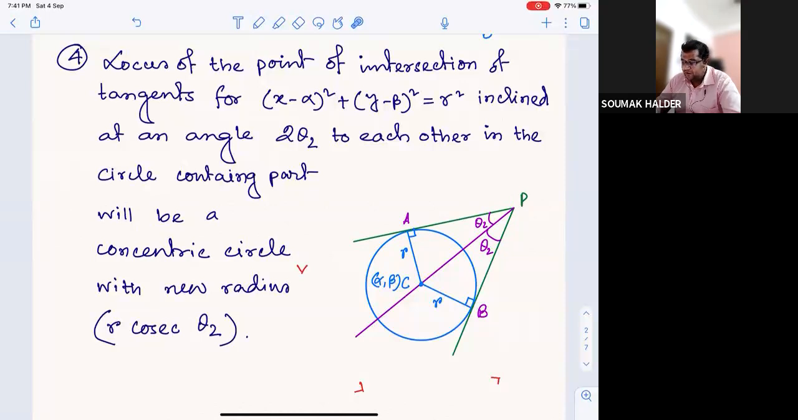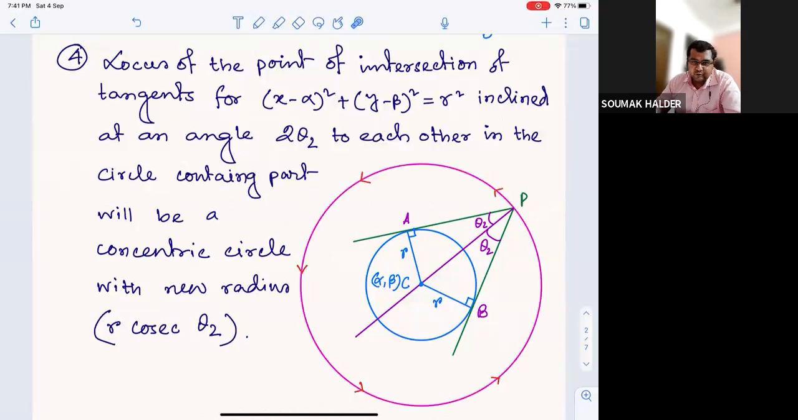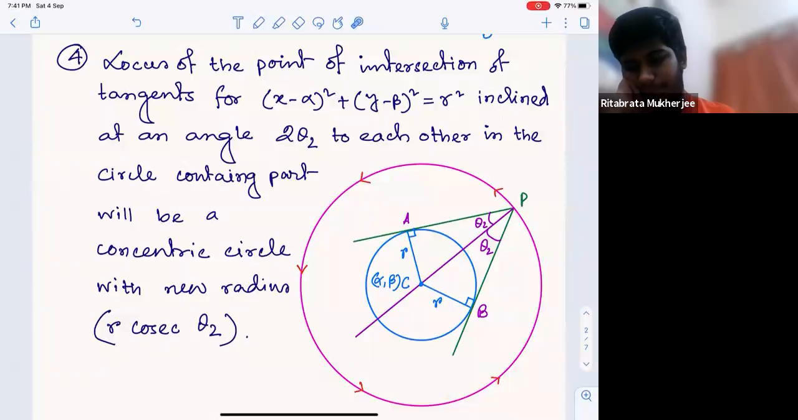And as soon as you identify that P is maintaining a constant distance from the center of the existing circle, you can conclude the locus to be a concentric circle with new radius r cosec theta 2. Is that okay with everyone? Yes, sir, could you explain this one again?